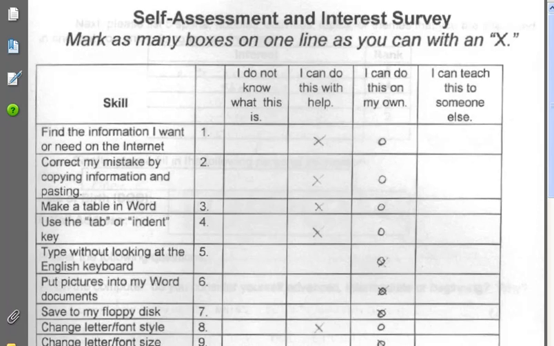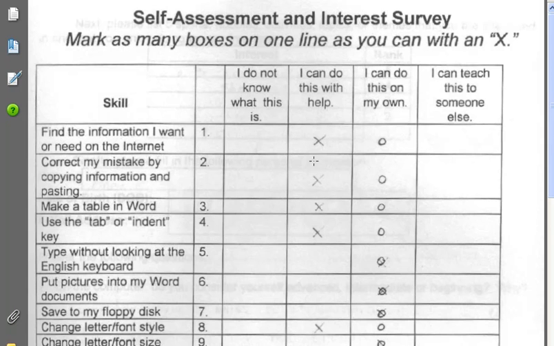Also, you can do a simplified Bloom's taxonomy chart where they mark columns. Maybe this is actually a pre and post. I use this for a pre and post assessment. So one column is I do not know what this is. Another is I can do this with help. And the X was those instructions weren't good, so ignore that.